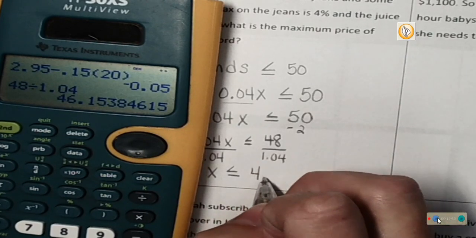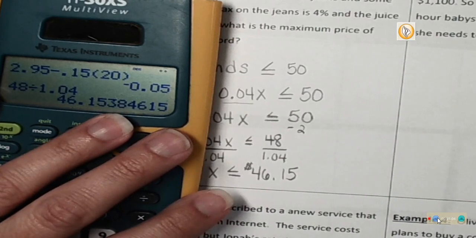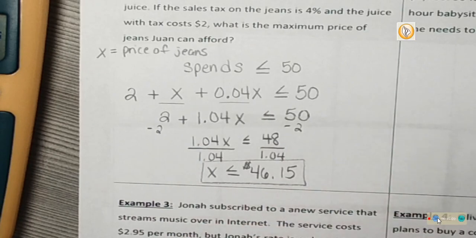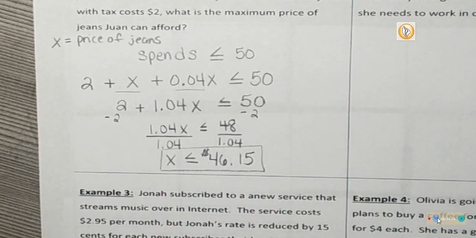Which would be $46.15. So less than or equal to $46.15. So if he finds a pair of jeans he likes and they're $48, can he get them? Because he's got to allow for taxes. Does he have to buy a $46 pair of jeans? Could he find a $22 pair and buy those? Yeah. Okay. He just can't go over because he won't have enough money. So he's got to stay less than or equal to $46.